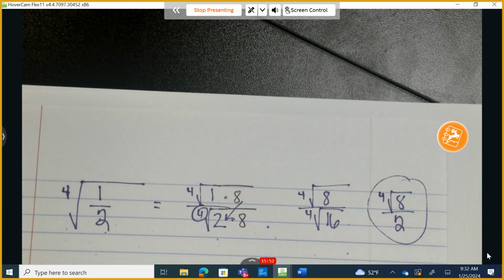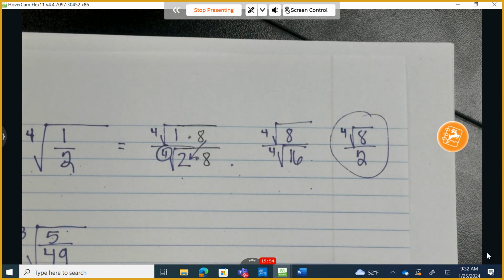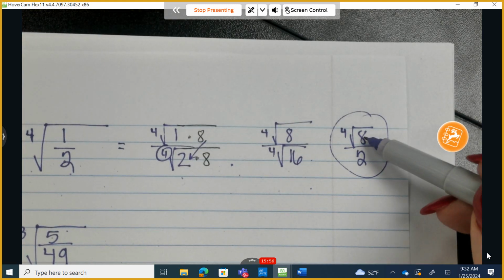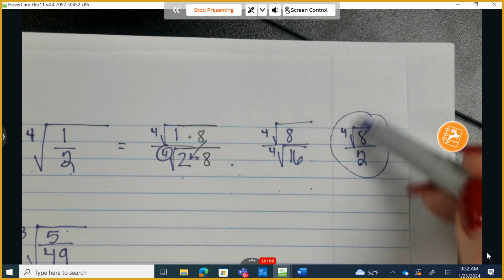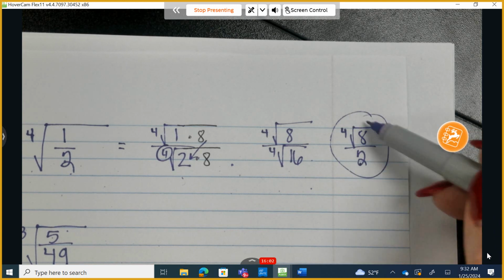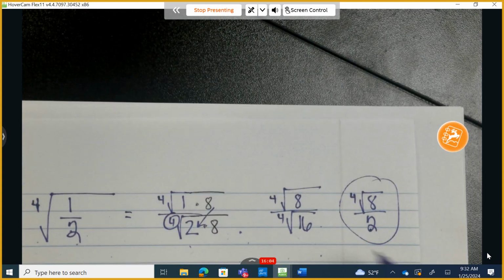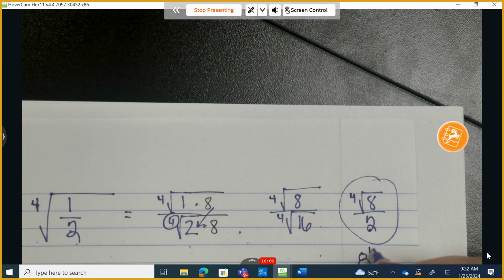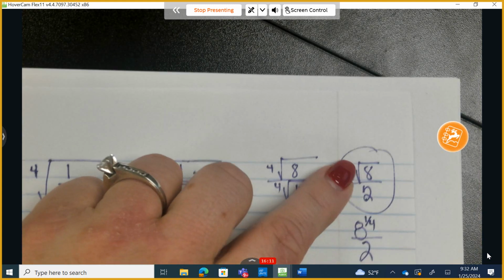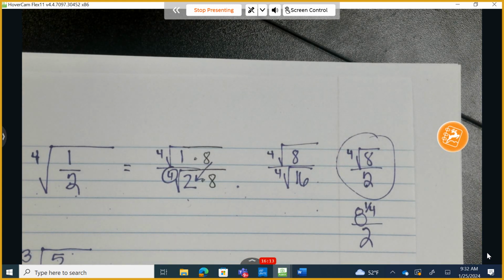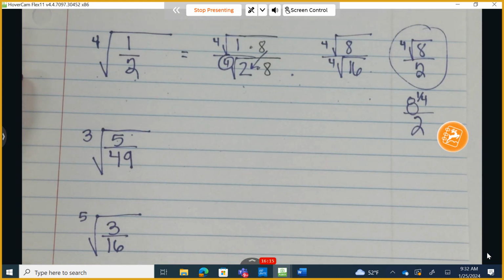A misconception I often see from eager students is, okay, we're supposed to simplify, so I'm going to keep going: 8 divided by 2 is 4. These are in different forms, or think of them as not being like terms. I cannot continue. This is it. Now, some students like to rewrite it in this form. They write it as 8 to the 1/4 over 2. These are equivalent. One's in radical form, one's in rational exponent form. Okay, let's go on to the next one.